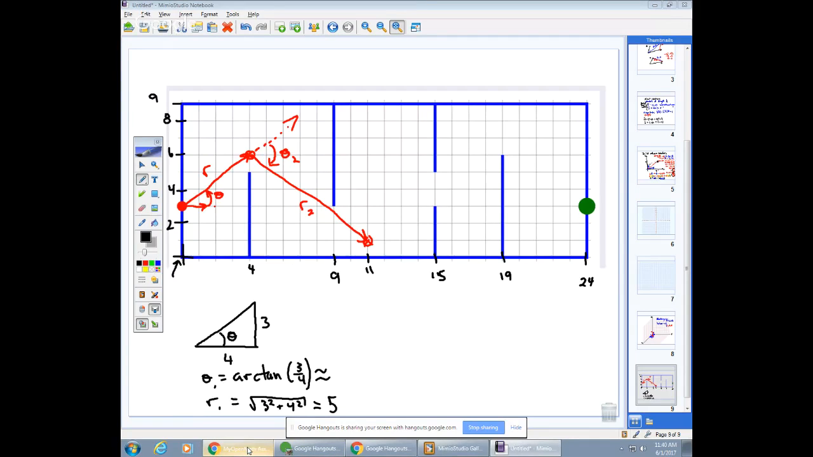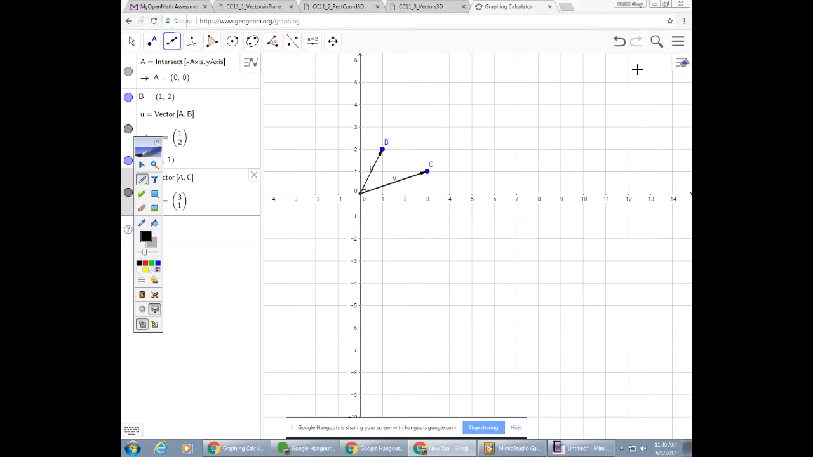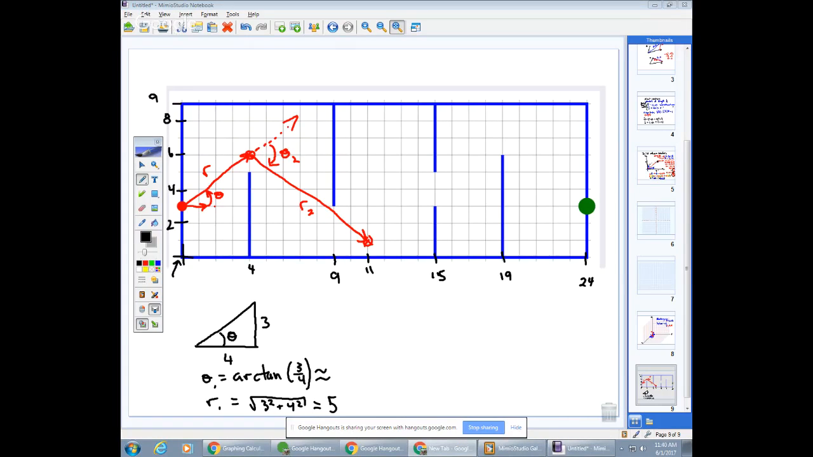Calculator needed. Anybody get a rough angle there? I'm getting 0.64-ish radians. The catch here is we're supposed to give the robot degree units, so I'm going to have to multiply that by 180 over pi. So I'm getting about 36.87 degrees, roughly.